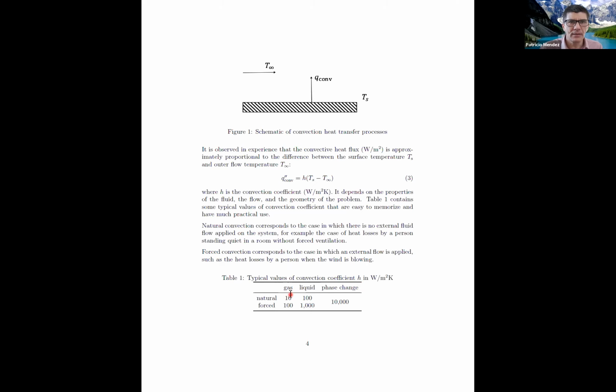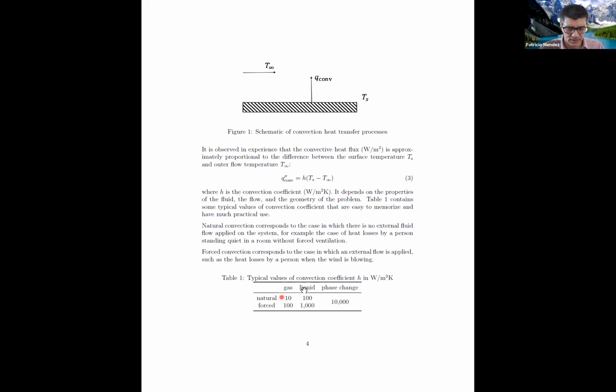If it is windy, if it is a forced velocity, and I'm not even saying what velocity, these are typical values. The convection coefficient is kind of 10 times higher. That's why you feel cold when there is wind, because all of a sudden the convection coefficient is 10 times higher and you're losing 10 times more heat.